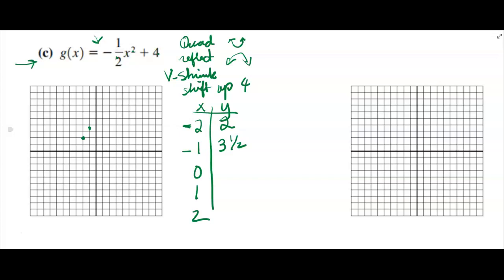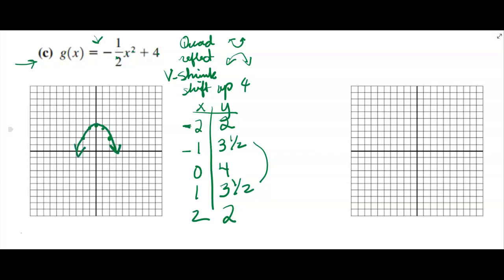Now let's put in 0. 0 squared, 0. 0 times -1/2, 0. 0 plus 4, 4. And then we're going to put in 1. 1 squared is 1. 1 times -1/2, -1/2, -1/2 and 4, 3.5. We were expecting that matching up to occur. So 1, 3.5. And then put in 2, and what do you think you're going to get? 2 squared is 4. 4 times -1/2 is -2, and 4 is 2. There's the points for the parabola we're making.